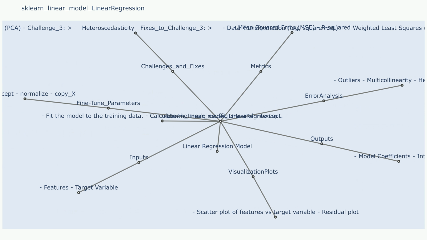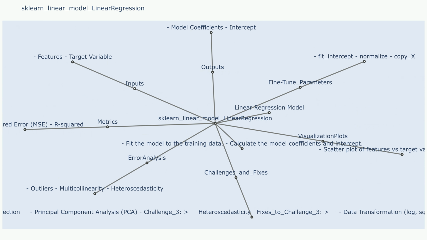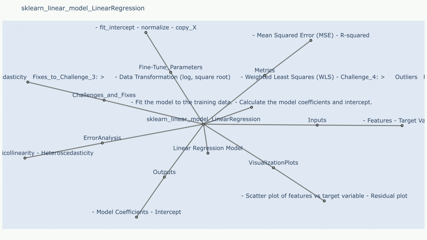Visualization plots. Scatter plot with regression line visualizes the relationship between a specific feature and the target variable, with the fitted linear line overlaid. Residual plot shows the difference between predicted and actual target values, helping to assess the model's assumptions and identify potential issues.